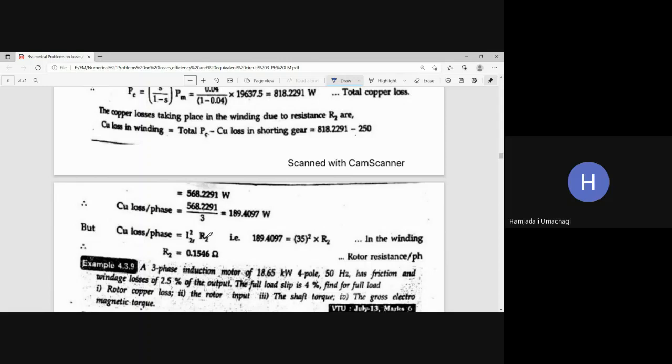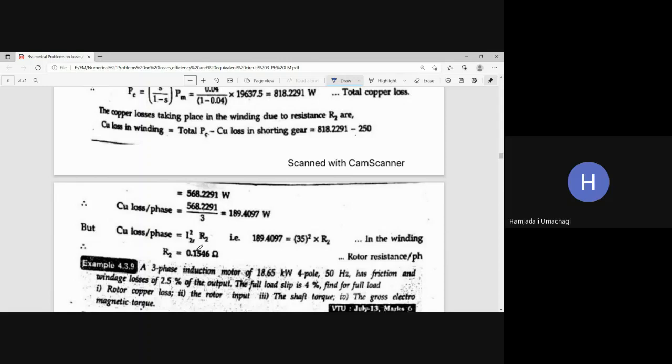Then with this we'll be calculating rotor resistance R2. So finally, if you solve this expression, we'll get the rotor resistance R2 value as 0.1546 ohms. That is, the rotor resistance per phase will be 0.1546 ohms. Okay, so these are all the problems based on the losses and efficiency of a three-phase induction motor.